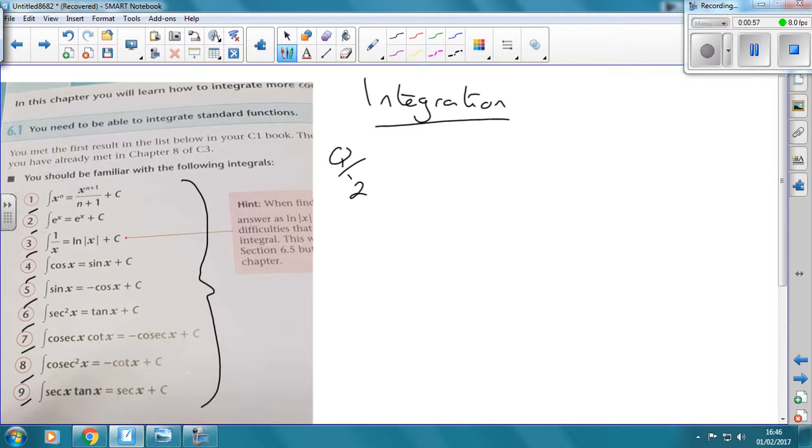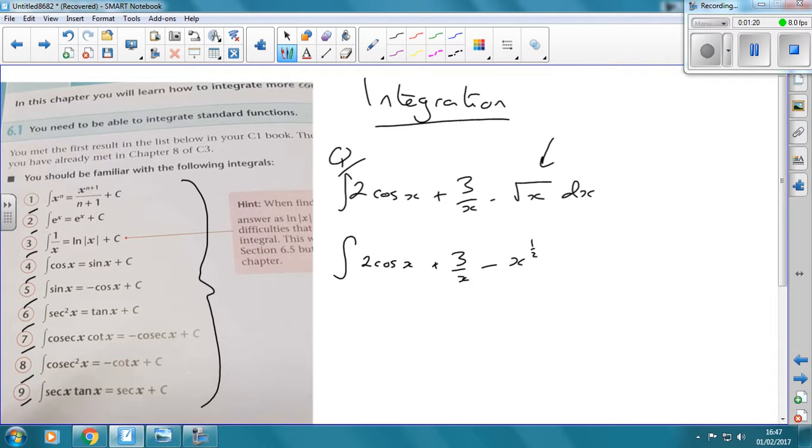We're going to integrate 2 cos x plus 3 over x minus the square root of x with respect to x. Now the first thing we've got to do is sort this out so that we can put it in a format where we can integrate it. So it's going to be 2 cos x plus 3 over x minus x to the power of a half with respect to x. Okay, so now if we integrate cos x, we're going to get sin x, so that's going to be 2 sin x.